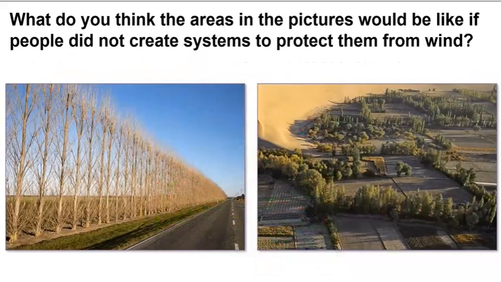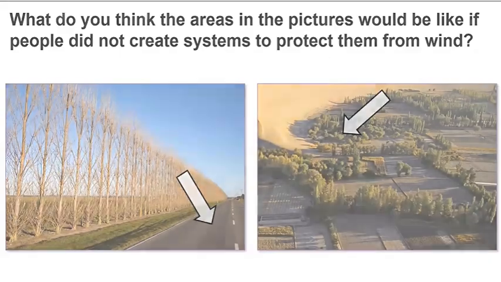What do you think the areas in the pictures would be like if people did not create systems to protect them from wind? Imagine the trees are gone from these pictures. Now imagine a strong wind blows through the areas. What might happen? I think the sandy soil would cover the road, and the sandy hills near those fields would probably cover the fields. The hills might even get smaller.